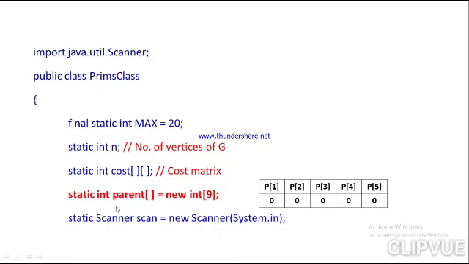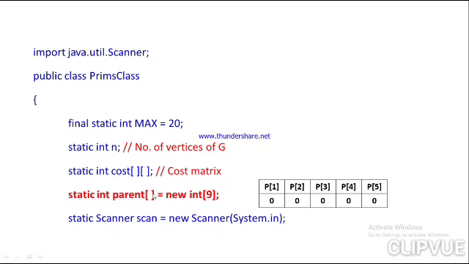Union and find is there, no? In order to find out which is the root of a given particular node or vertex, you will be using this array. How many vertices are there? 5 vertices are there. Therefore initially make all of them 0. Okay, so that is where you will be using this particular parent array.